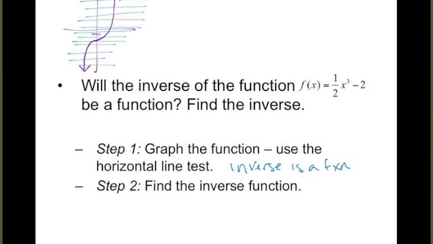Then it asks us to actually find the inverse as well. So to find the inverse, we want to switch the x and y, remembering that f of x really means y. So this is going to become x equals 1/2 of y cubed minus 2. And then get the y alone. What do I do first to get the y alone? Add 2.